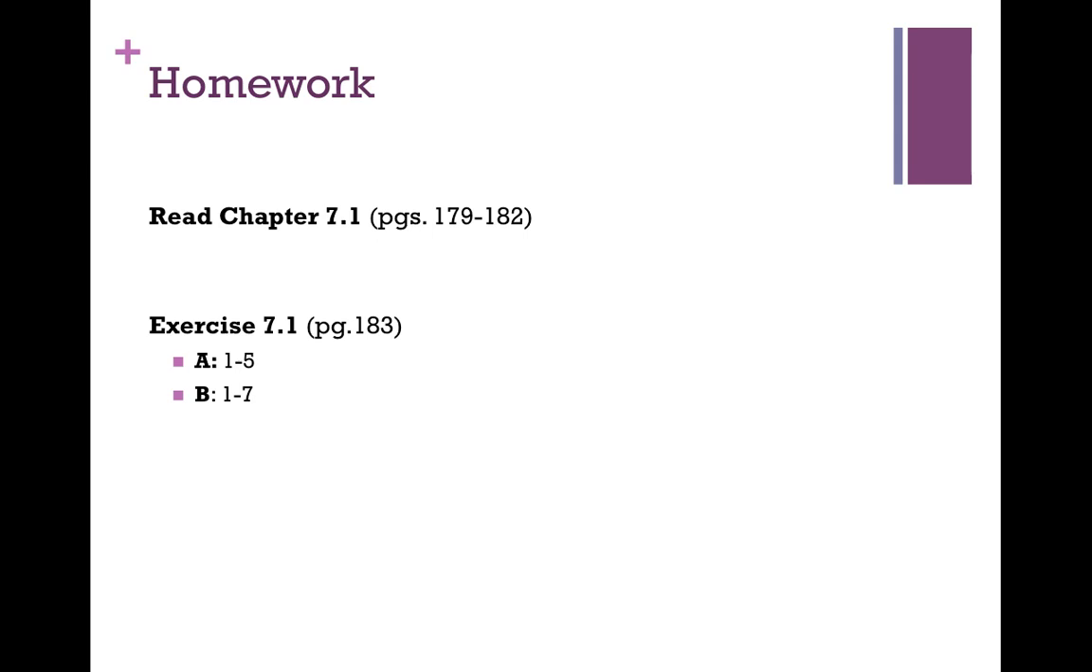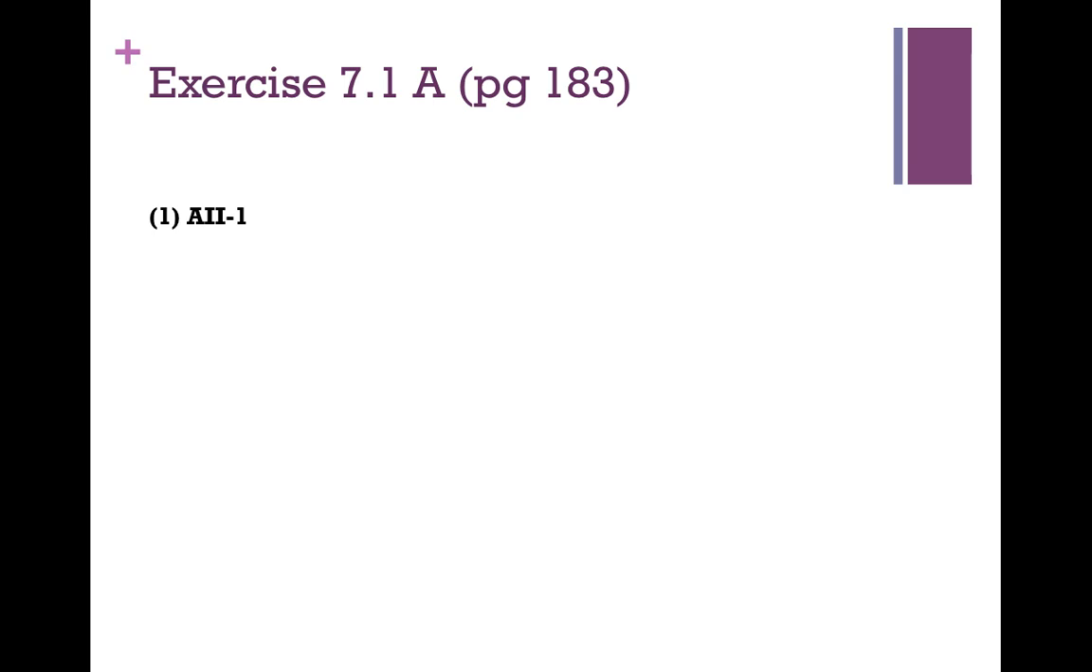For homework, you are asked to read Chapter 7.1, pages 179 to 182, and complete exercises 7.1 on page 183, exercises A 1 through 5, and exercises B 1 through 7. Beginning with exercise 7.1a, you are given the following instructions.